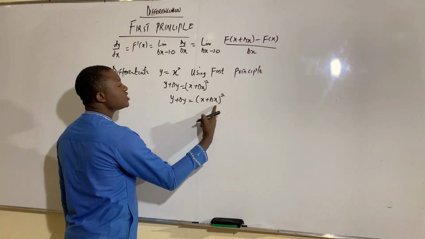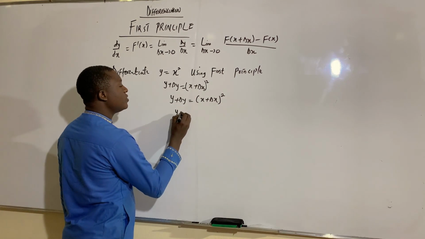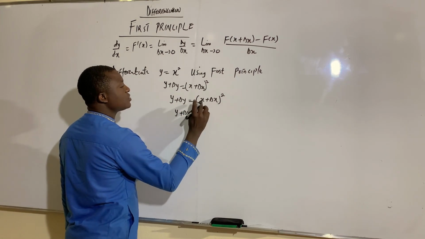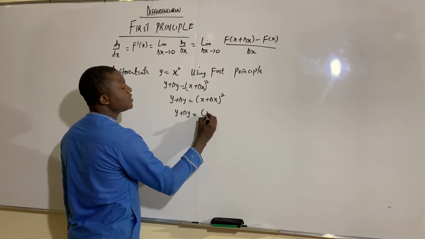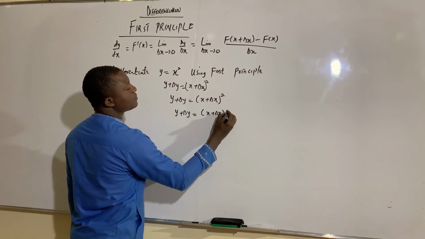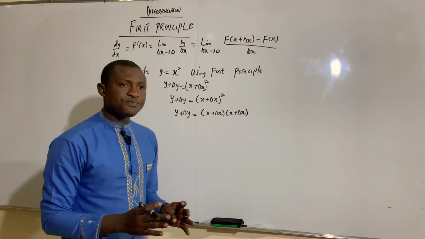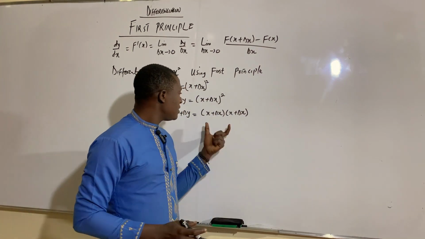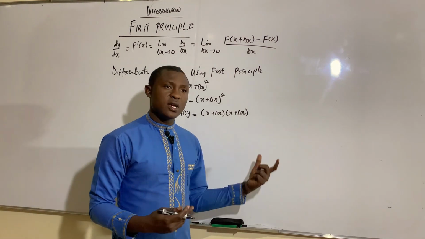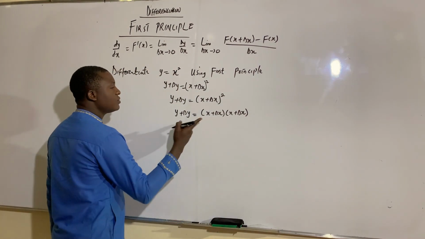this means we should expand it 2 times. So here we have y plus change in y is equal to x plus change in x, first one, times x plus change in x. Assuming the power we have there is 3, then I have to write this one 3 times, and it's still going to be the same. So now let's expand this one.